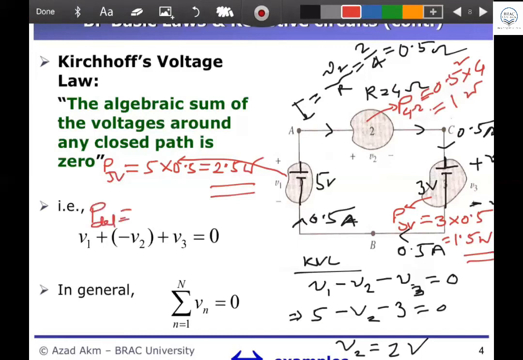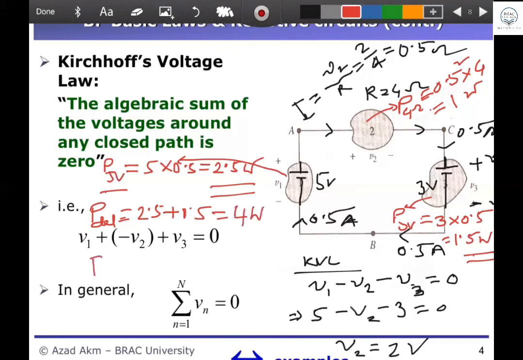Come on, what is the value? 2.5 watt. Plus or minus? What are you talking about? These are the two batteries. One is 2.5 watts, another battery is 1.5. Why minus? I'm asking you, two batteries are delivering the power, 2.5 and 1.5. What is the value? 4 watt.